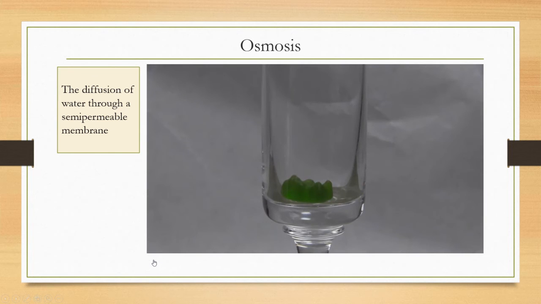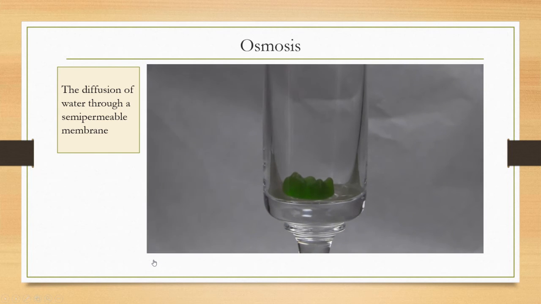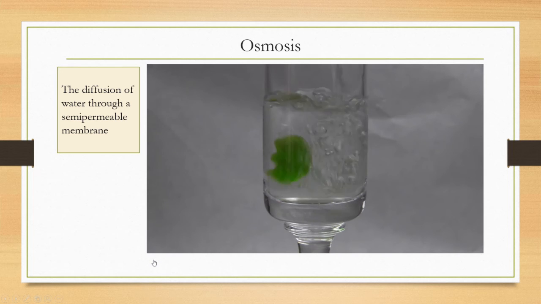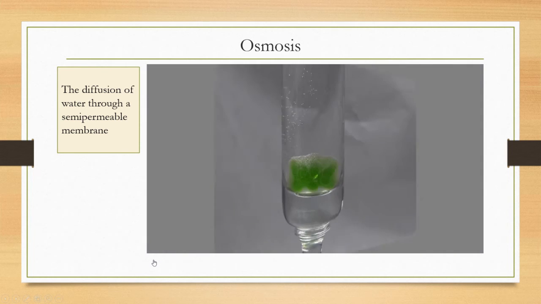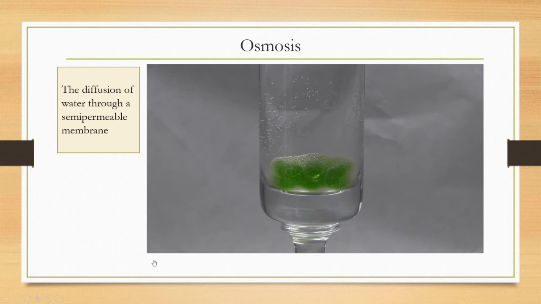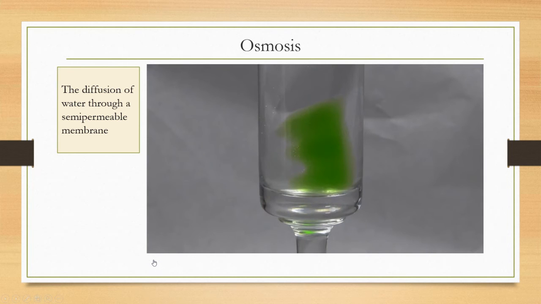Osmosis is the diffusion of water through a semipermeable membrane. Here, the poor gummy bear has a low concentration of water inside and a high concentration of water outside. Over time, the water is going to go from high concentration to low concentration, and eventually the gummy bear gets to be very, very big. No real bears were hurt in the filming of this video.